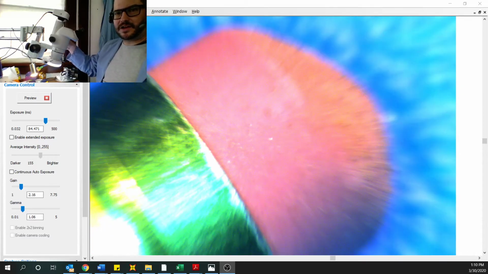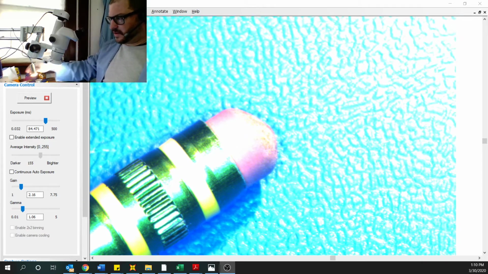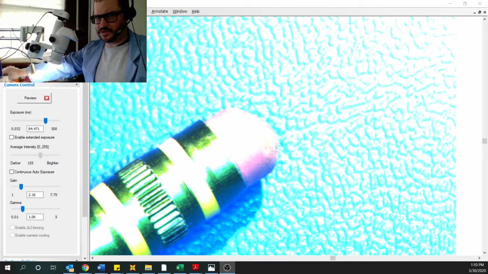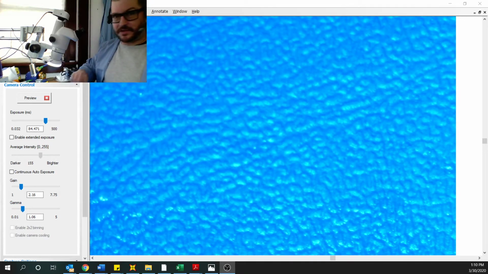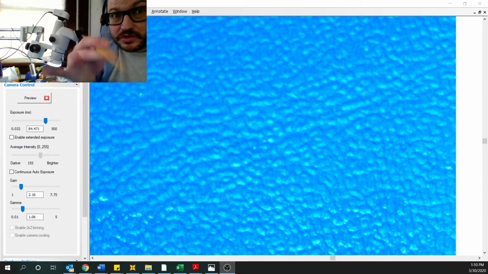Let's zoom back out again, okay? And I'll turn off my light. As you zoom in, sometimes you need more and more light to be able to look at the thing that you want to look at. So that was the pencil eraser.